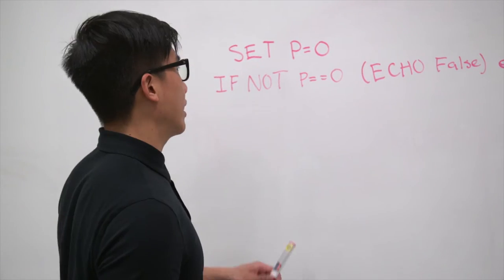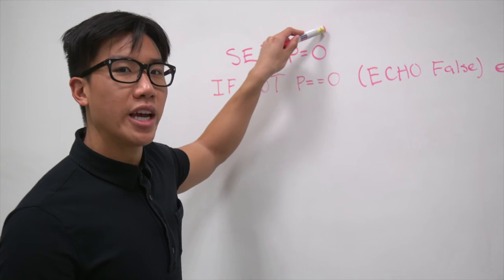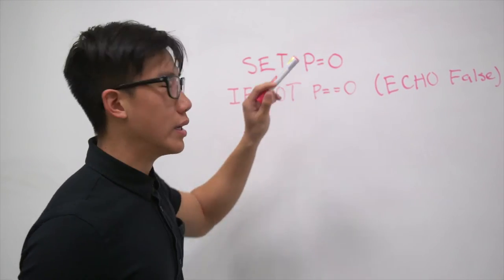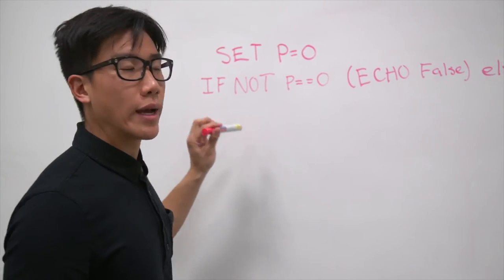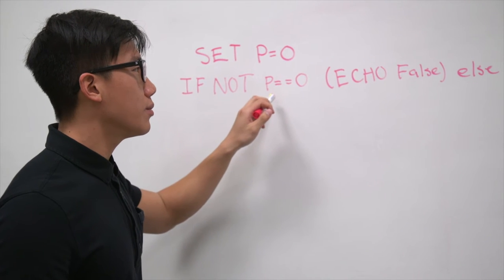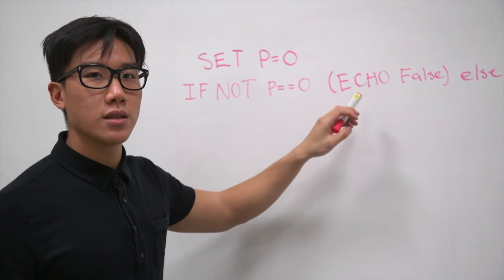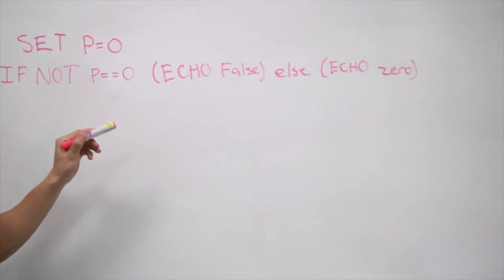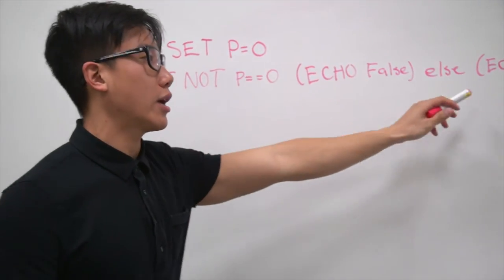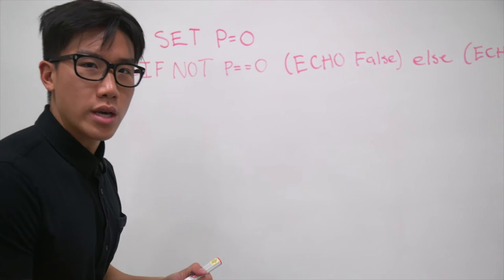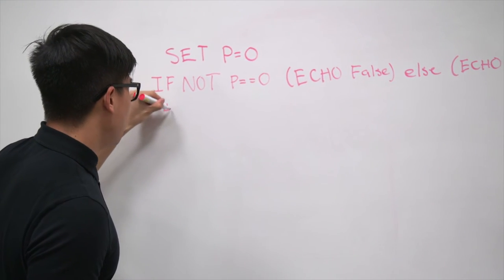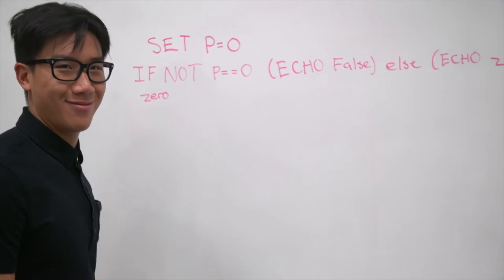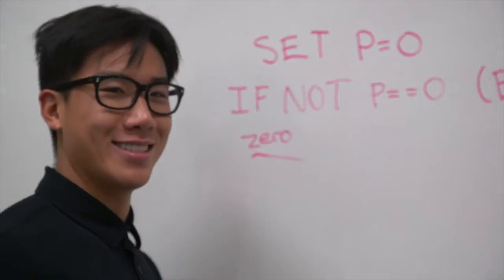Now I'm going to show you how to do if statements in batch. In this example, I set p equals 0, and I'm checking what p equals. To do this, you write if not your variable, and if it is false, it would print out false. But if it's true, which it is in this case, it would echo 0. And so in the output, it would just be 0.